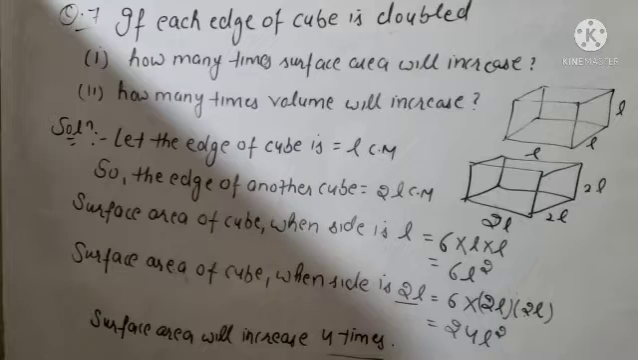Now the surface area of the cube when the side is 2L. So 6 into side again. Now the side is twice of L, so 2L. So 6 into 2L into 2L. So it will be 24L square. Now you can see when the side was L, the surface area was 6L square, and now the side is 2L, so the surface area is 24L square. It means it is increasing 6 4s are 24, 4 times. So the surface area will increase how many times? 4 times. So this was about the surface area.